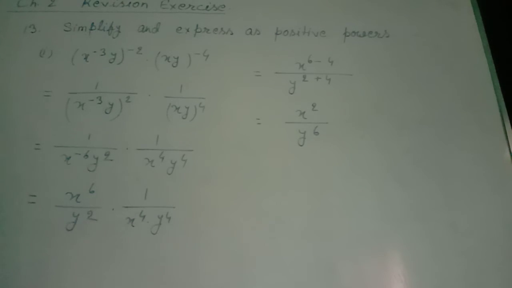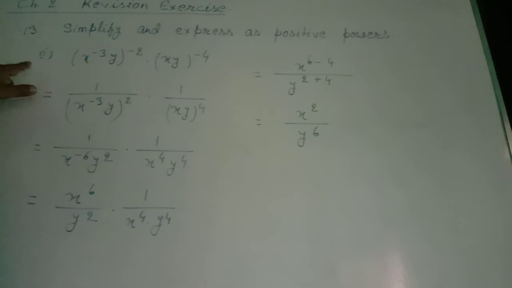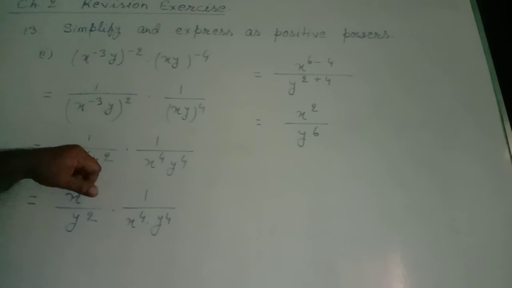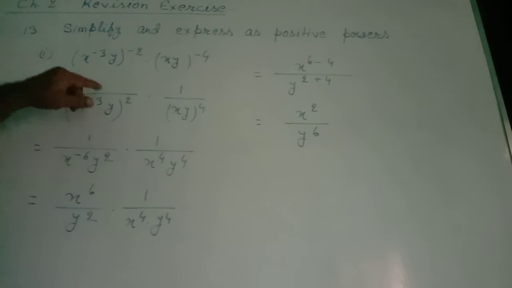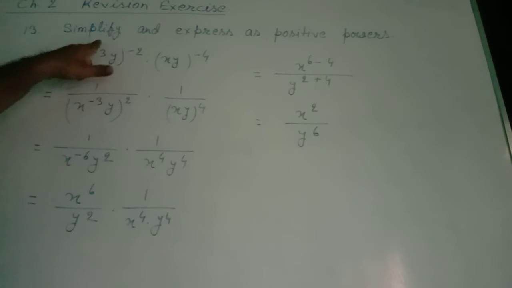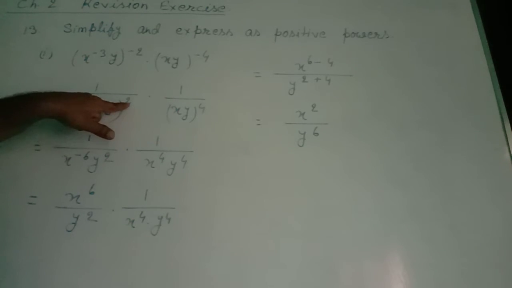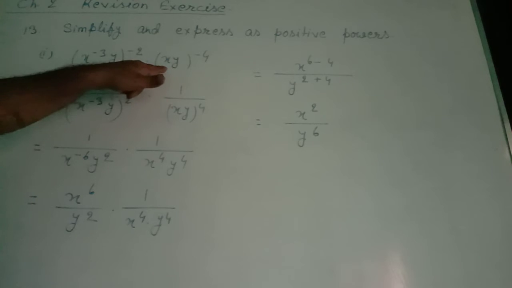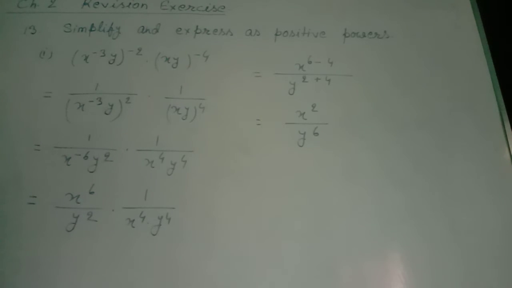Question number 13 states that simplify and express as positive powers. Roman number 1, x to the power minus 3, y whole to the power minus 2, xy whole to the power minus 4. So in the first step, I change these negative indices into positive. For that, I have to write the reciprocal of this. I wrote 1 by x to the power minus 3 y whole square. And this also we write the reciprocal of this to change this negative index into positive. For that I wrote 1 by xy to the power 4.